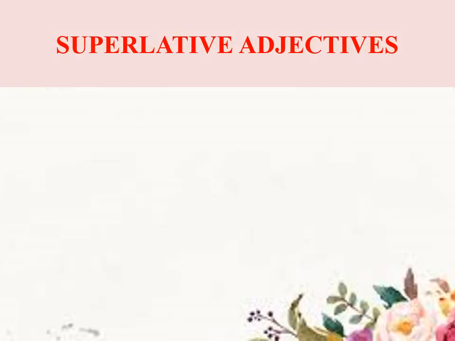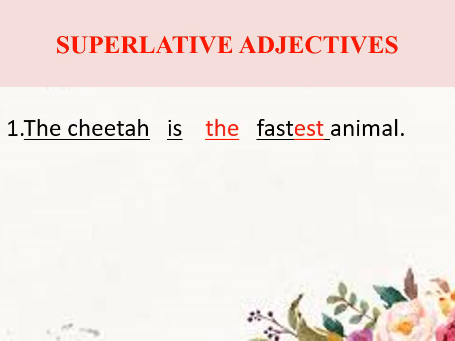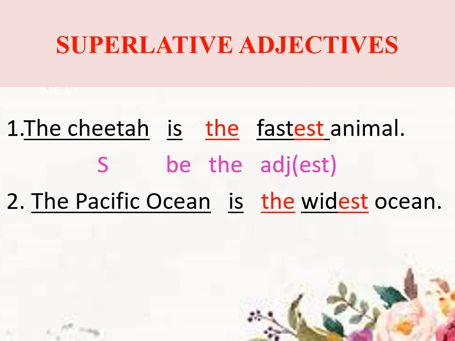Let's take a look at the structures of superlative adjectives. The cheetah is the fastest animal. The cheetah: subject, is (be), the fastest: superlative adjective. The Pacific Ocean is the widest ocean. The Pacific Ocean: subject, is (be), the widest: superlative adjective.